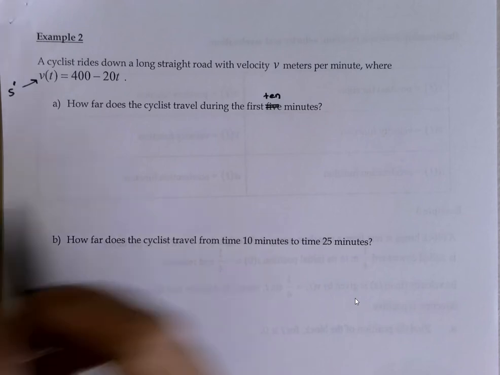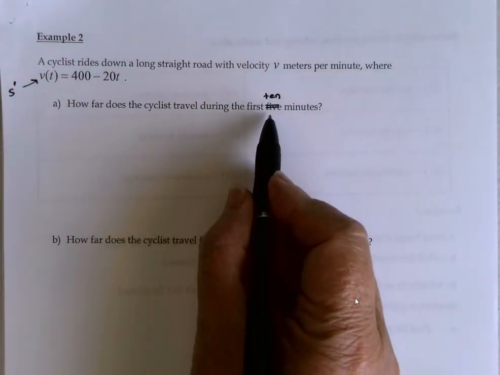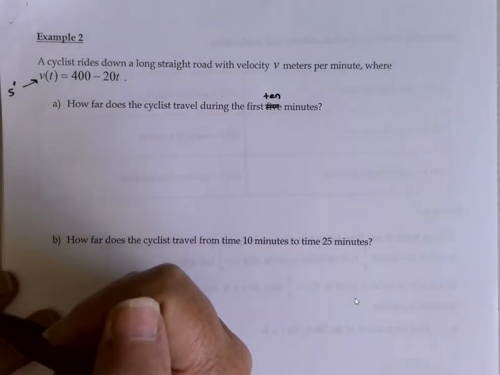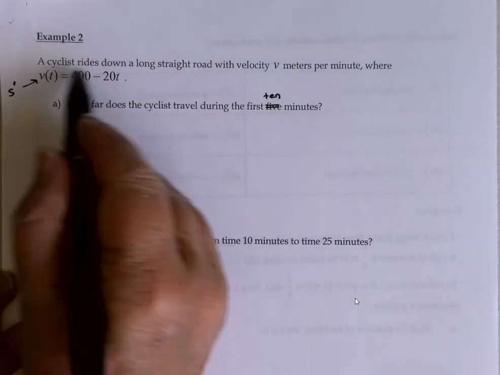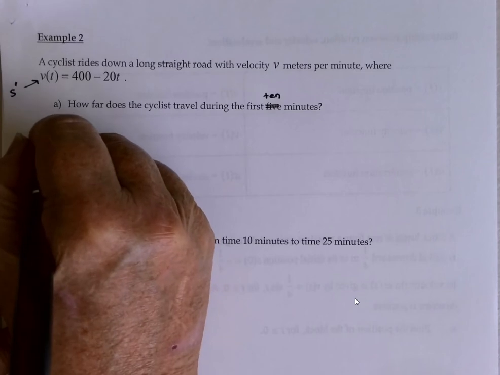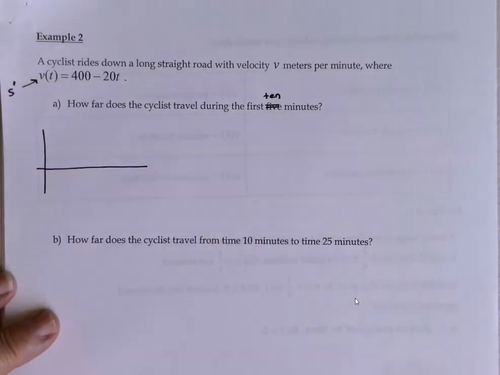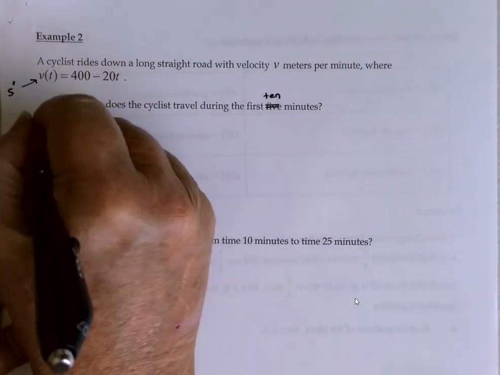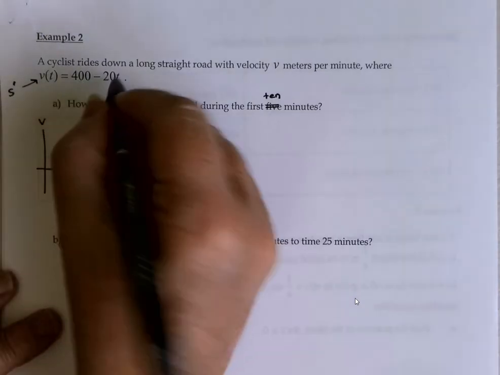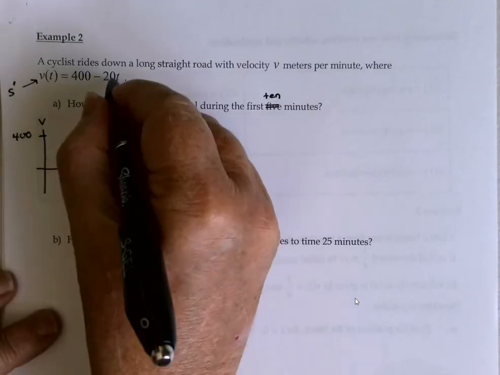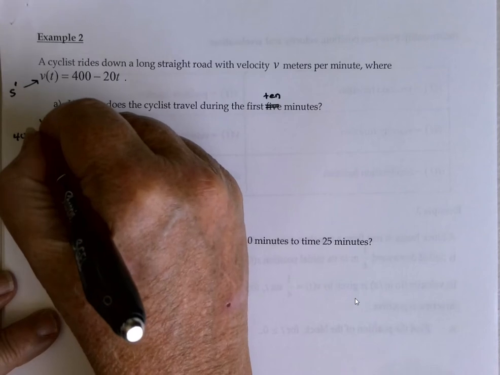And my first question, I'm going to modify this slightly. Let's figure out how far the cyclist travels during the first 10 minutes, please. So I'm going to start kind of like we started the last example. I'd like to graph this velocity equation. So this is t, this is v. This is just linear, so y-intercept of 400. And then it's just a line with a slope of negative 20, so it's going to slant down.